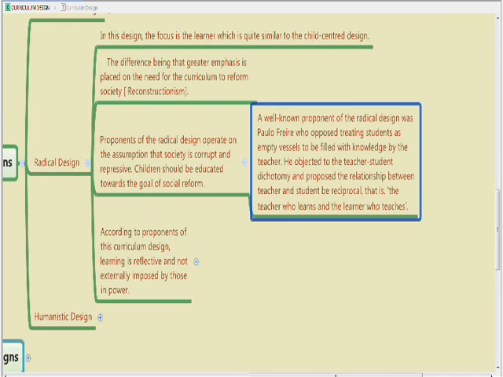A well-known proponent of radical design was Paulo Freire. I think we have mentioned this in our philosophy part, who proposed that treating students as an empty vessel to be filled with knowledge by the teacher.